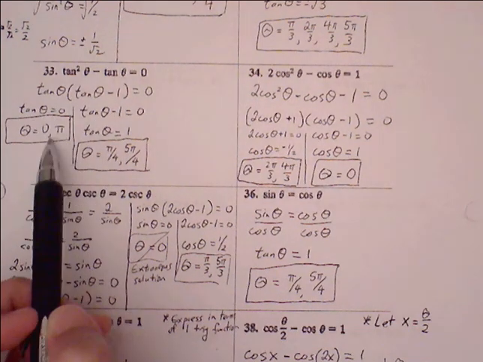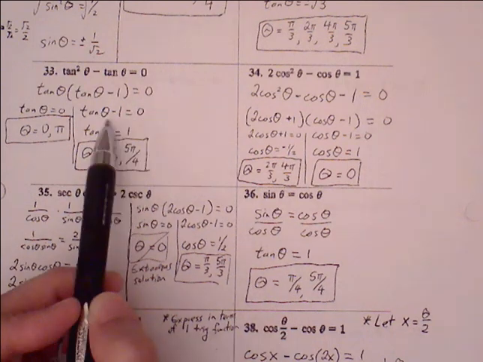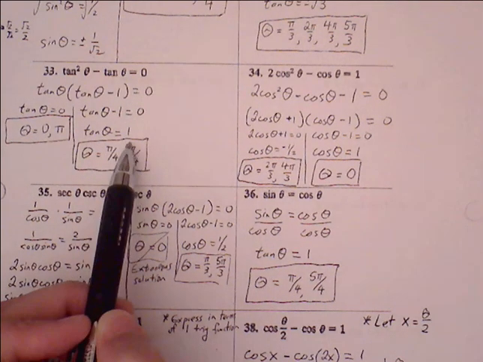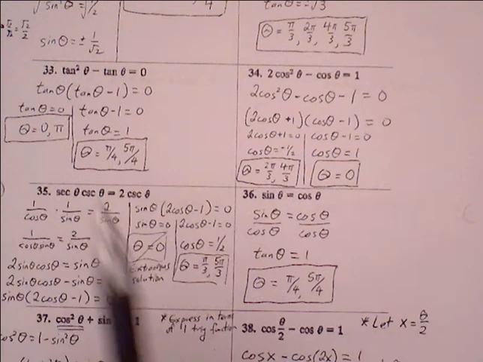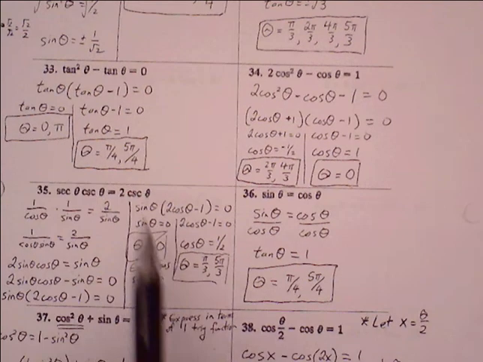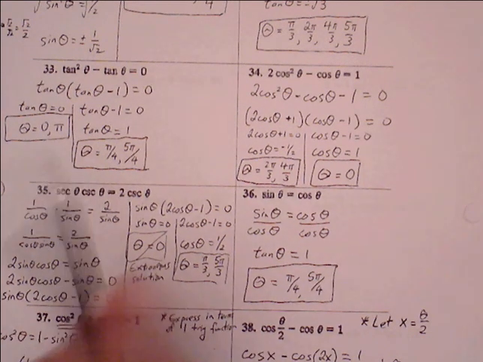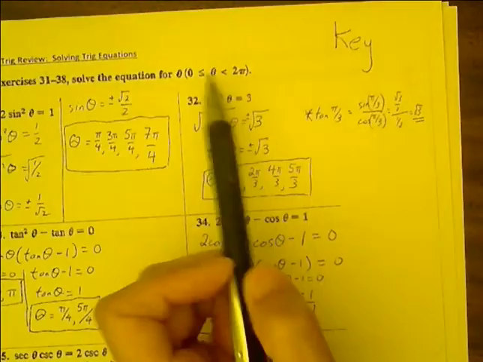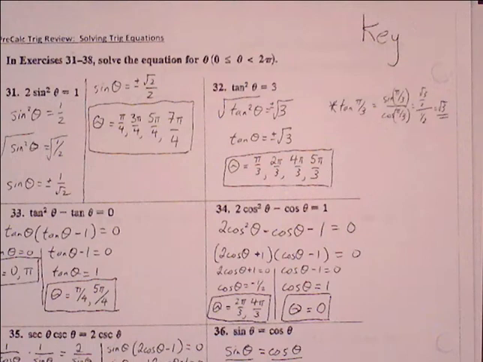Tangent theta is equal to 0 at 0 and pi. Tangent theta minus 1 is equal to 0, so add 1 to both sides. Tangent theta is equal to 1 in the first and the third quadrant, so pi over 4 and 5 pi over 4. So we have 4 solutions: 0, pi, pi over 4, and 5 pi over 4. We do include 0 because our domain is including 0, greater than or equal to 0 and less than 2 pi.